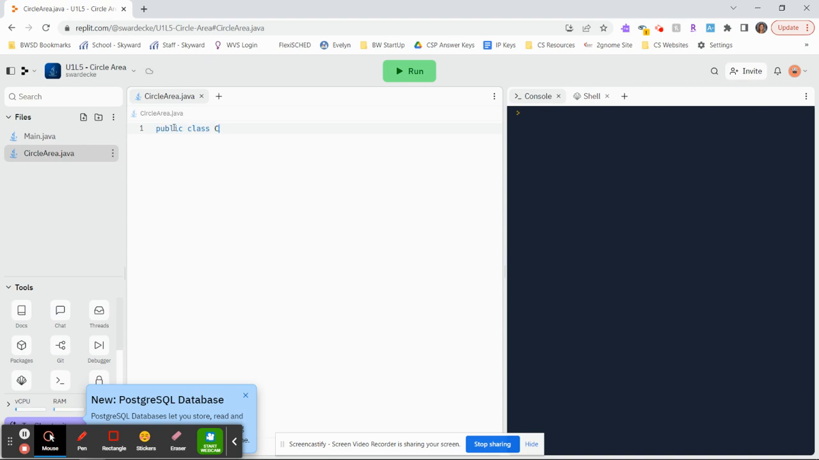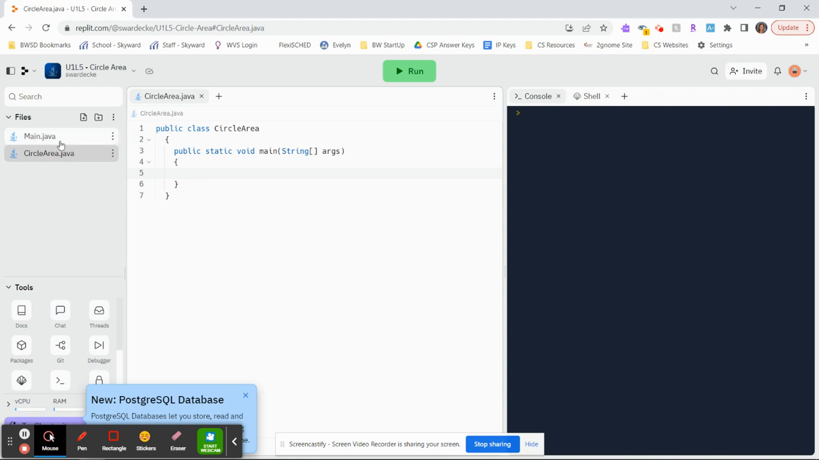So I have public class circle area. Notice that circle and area have the C and the A capitalized. And then I'm going to add in my brackets and I can see the start and end of my class. Then from here, I'm going to do public static void main string with the square brackets, space args, parenthesis, and then again, add in my two brackets. So that creates the skeleton code for my class that's going to hold all of the code that circle area needs.